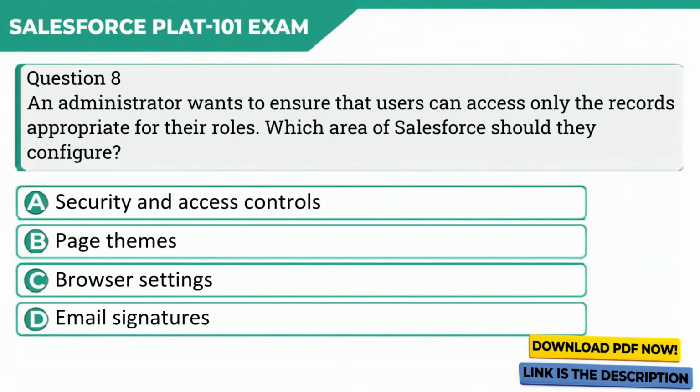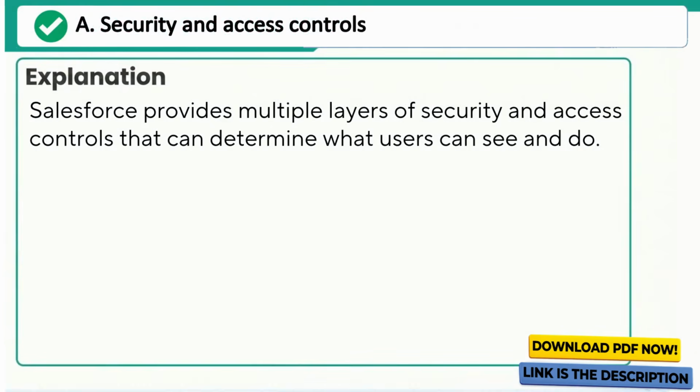Question 8. An administrator wants to ensure that users can access only the records appropriate for their roles. Which area of Salesforce should they configure? A. Security and access controls. B. Page themes. C. Browser settings. D. Email signatures. Correct answer. A. Security and access controls. Explanation. Salesforce provides multiple layers of security and access controls that can determine what users can see and do.